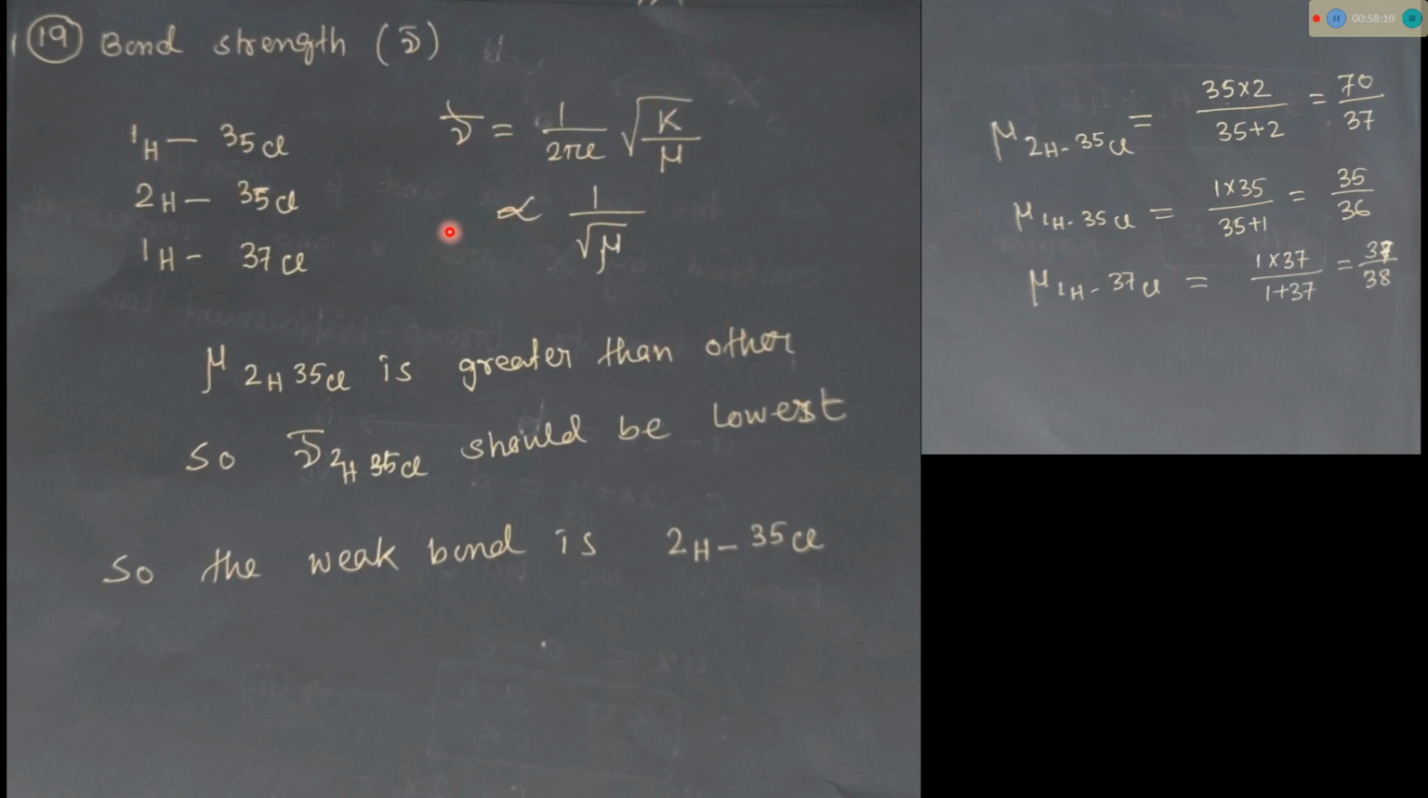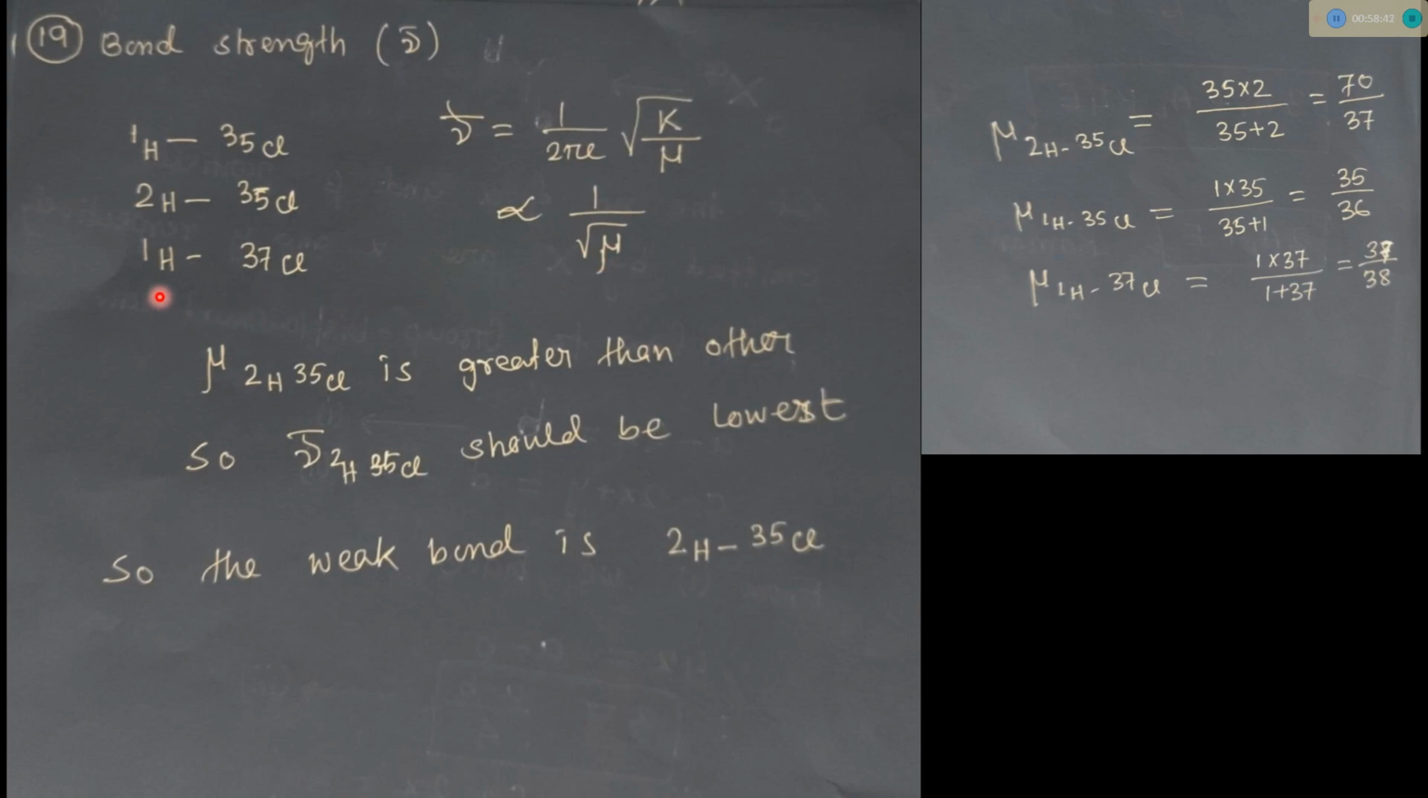We have to assume that K is similar for every bond, meaning these are HCl bonds. Then we can assume that only this frequency will be inversely proportional to the root over the reduced mass. We have to assume this K term is equal for every bond. Since it is an HCl bond, the same bond, we can assume that this K, meaning force constant, for every bond will be similar. Now if we assume that K is similar for all cases, now nu bar becomes inversely proportional to the root over the reduced mass.